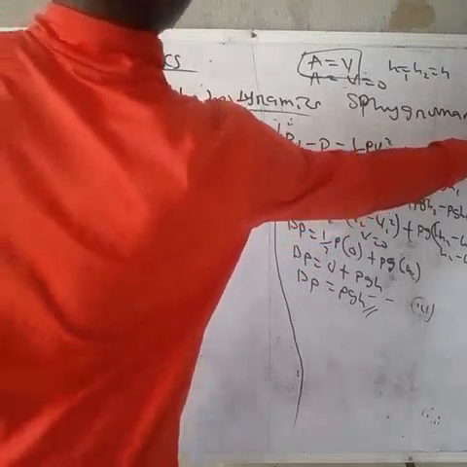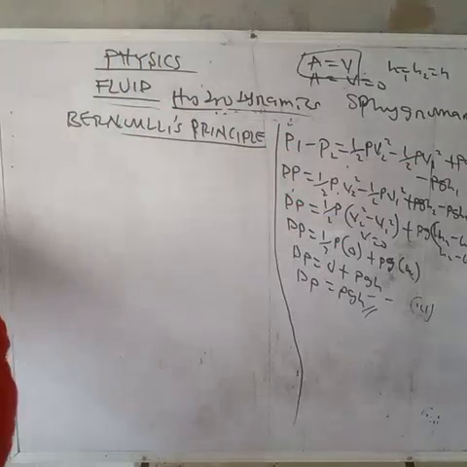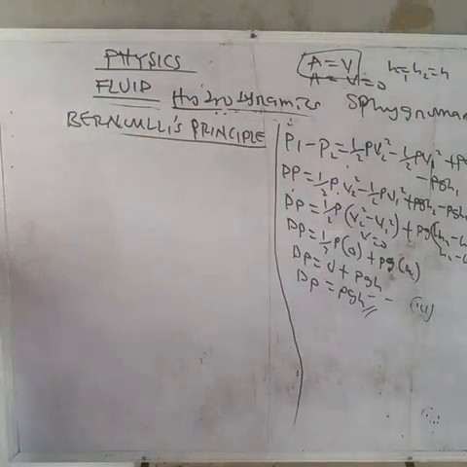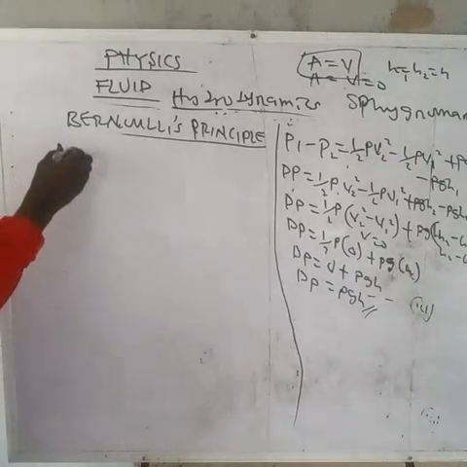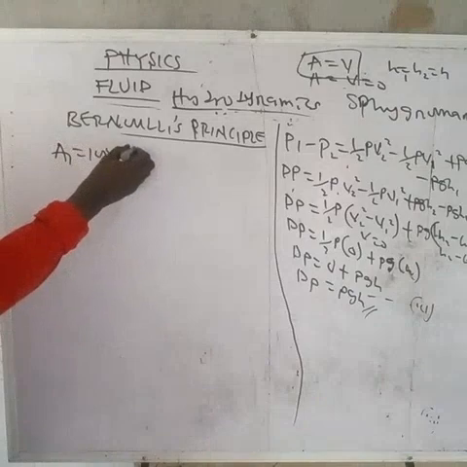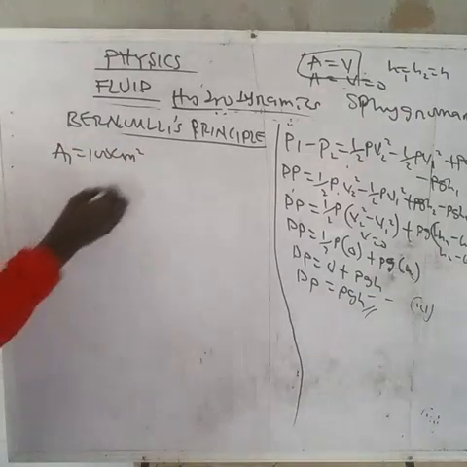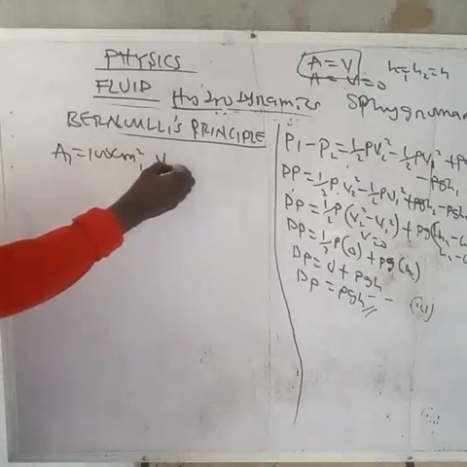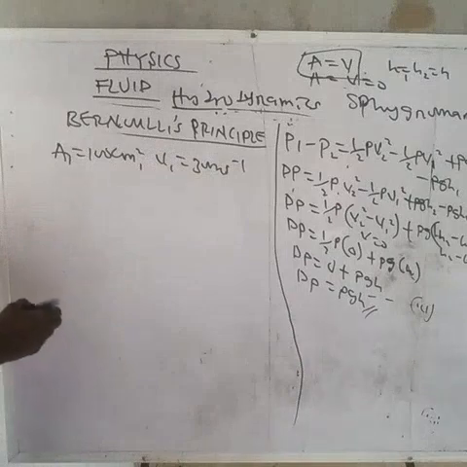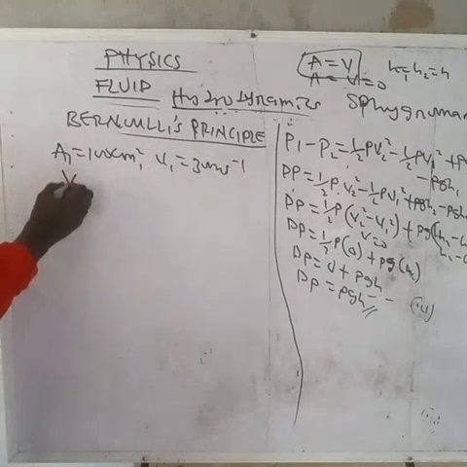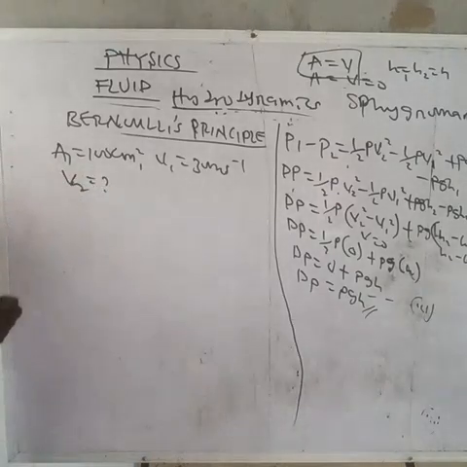Sphygmomanometer. Alright, so that's that. Let me take one or two questions from this place. The first question says that the speed of a fluid in a pipe of cross-sectional area 100 centimeters squared, so A1 is equal to 100 centimeters squared, is 30 meters per second. So V1 is equal to 30 meters per second. What will be its speed? That means V2 is unknown.